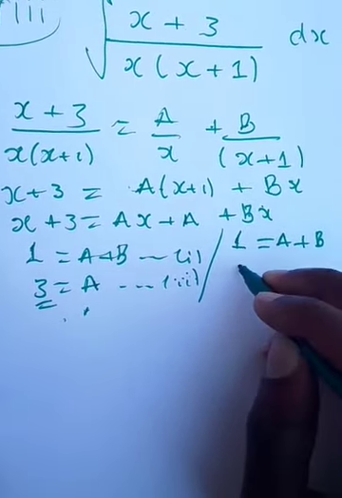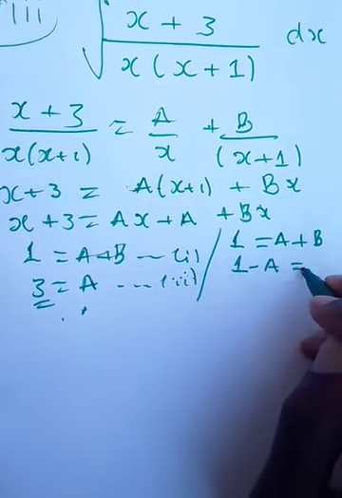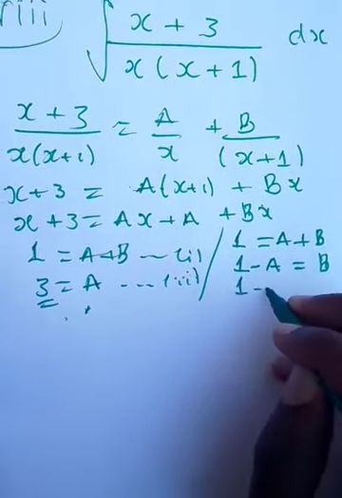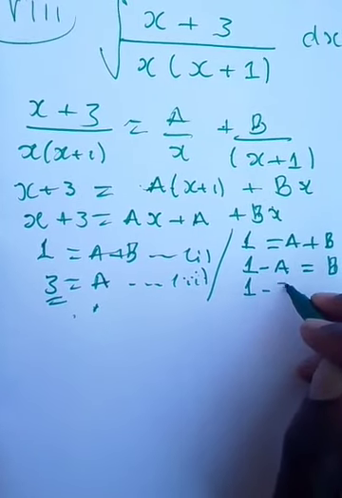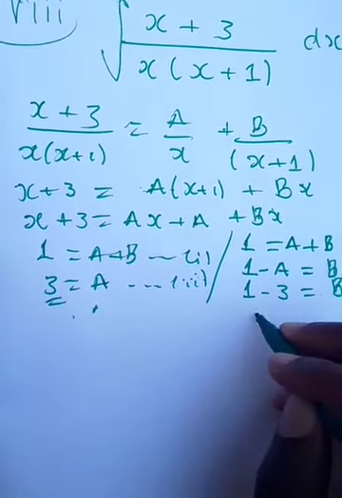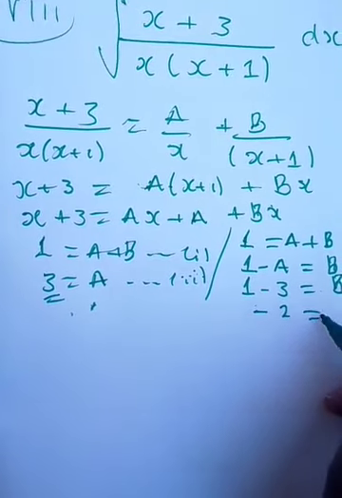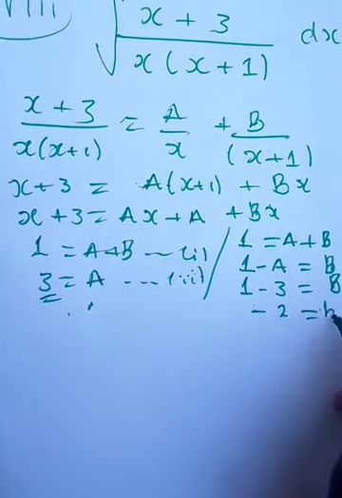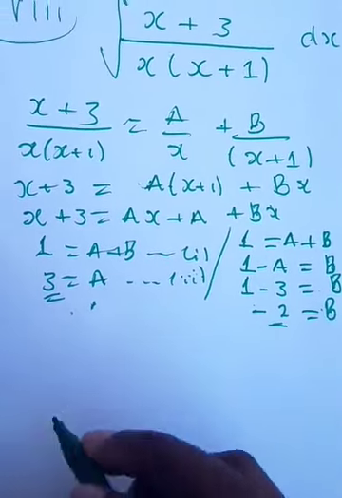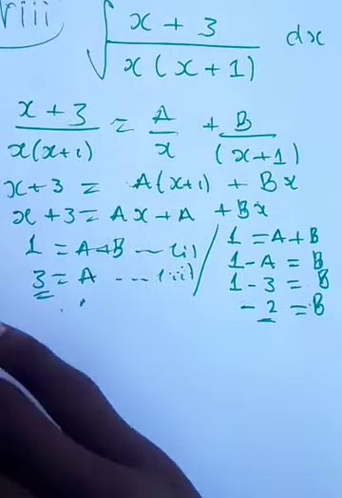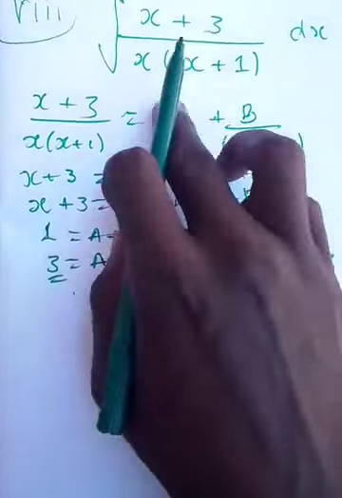I'll say 1 minus a is equal to b, right? So 1 minus a is 1 minus 3, b. This is negative 2, if I'm not mistaken. So b is negative 2. Okay, so we know that a is 3 and b is negative 2. So let's just substitute here.